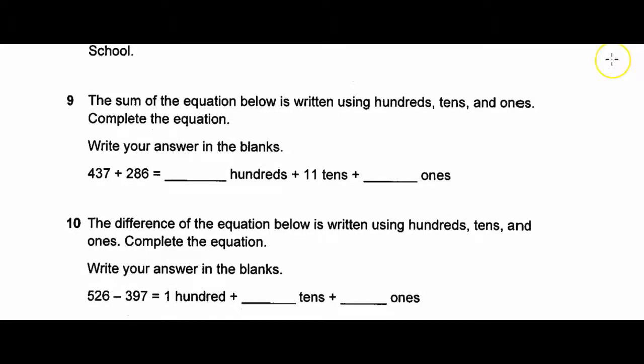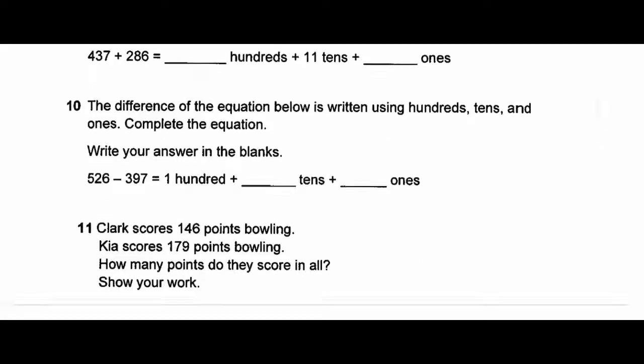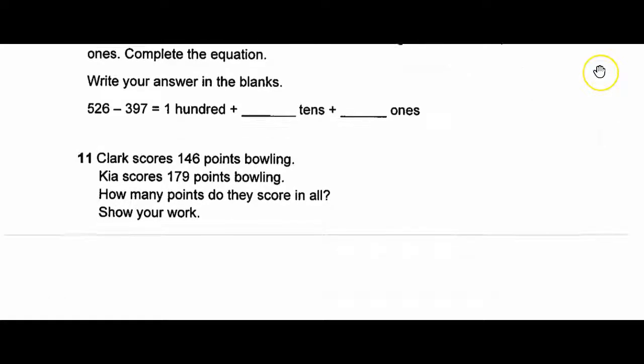Then number 9 is sum. We're adding the numbers in the ones place. How much is that? You already have 3 plus 8 is 11. You already have the tens, and then you're just adding the numbers in the hundreds place, which goes there. Same thing for number 10.